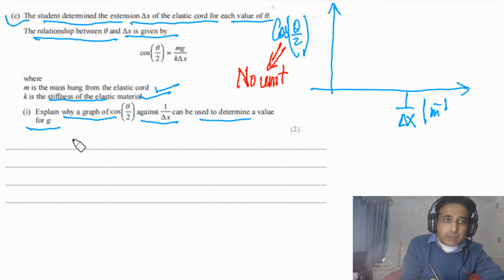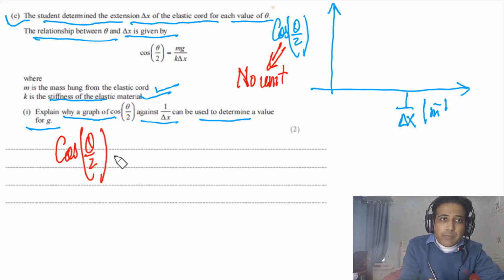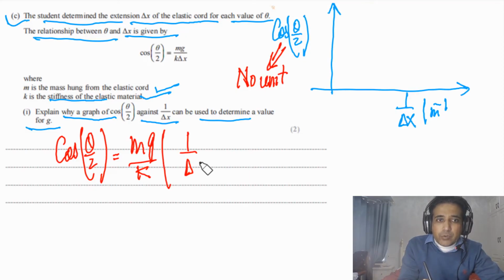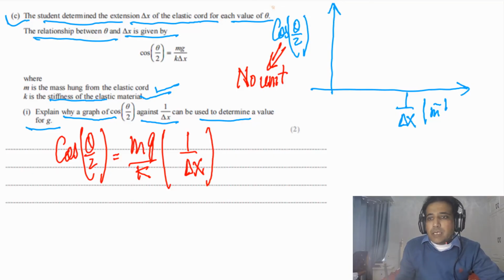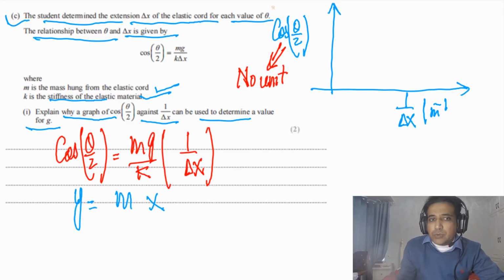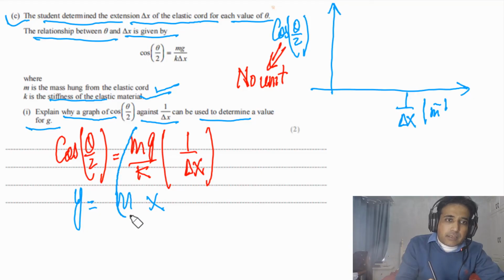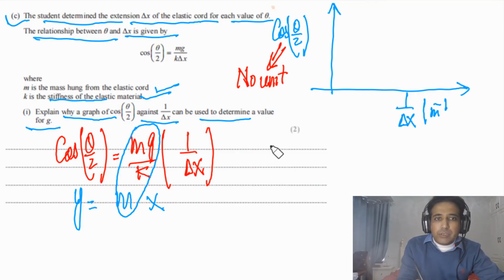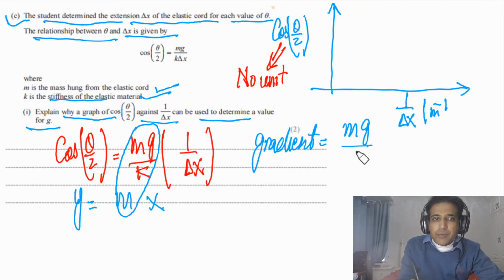Now simply if you look at this equation, we can rewrite this one. We can say cosine of theta by 2 is equal to mg divided by k times 1 over delta x. Now if we compare this with the straight line equation, y is equal to mx, in this case this is the gradient. So we can say gradient is equal to mg divided by k.